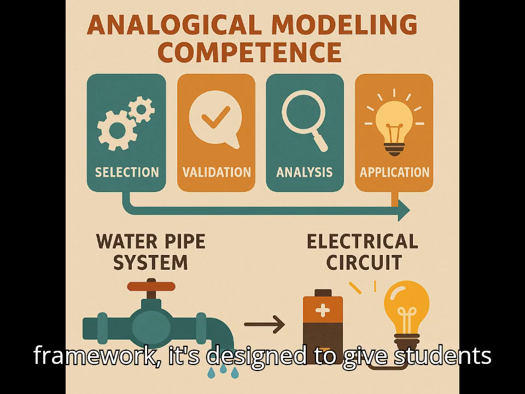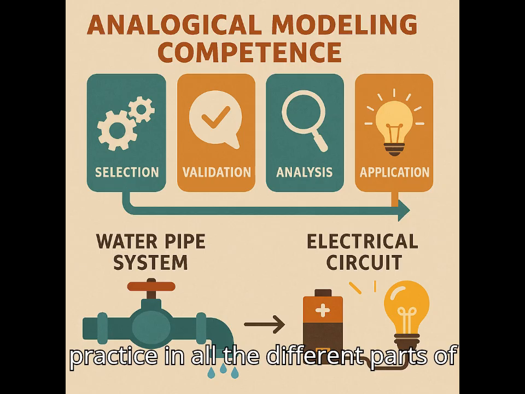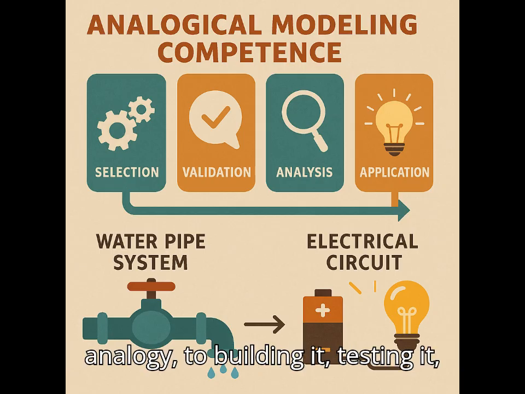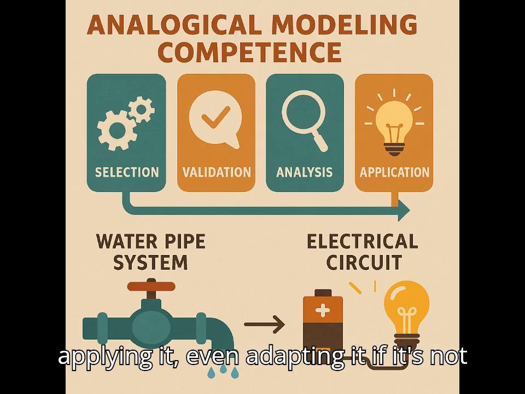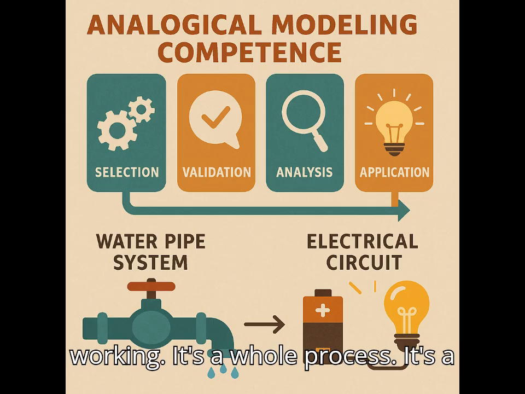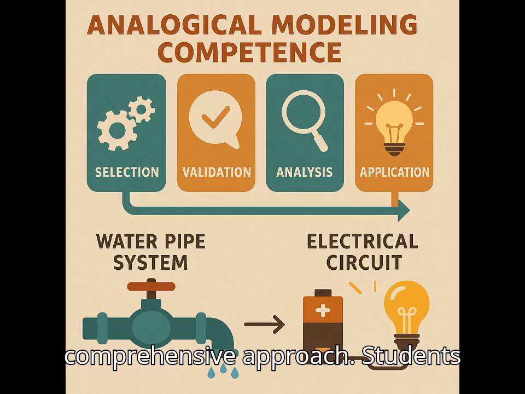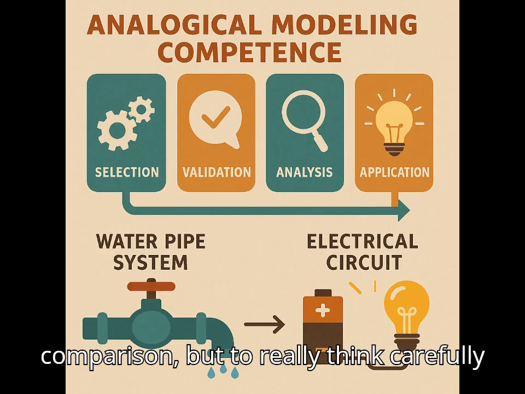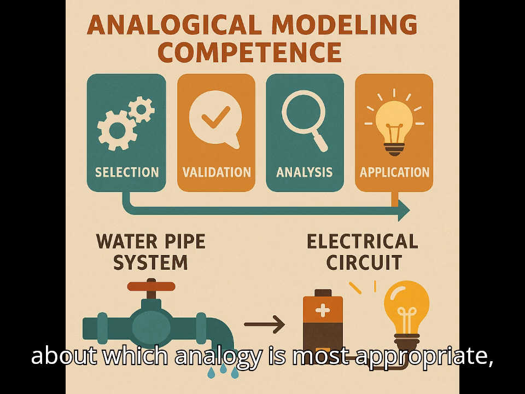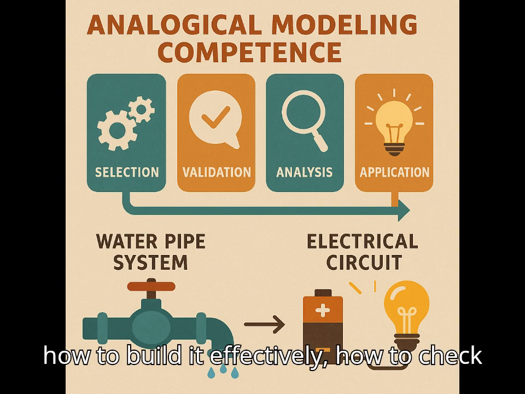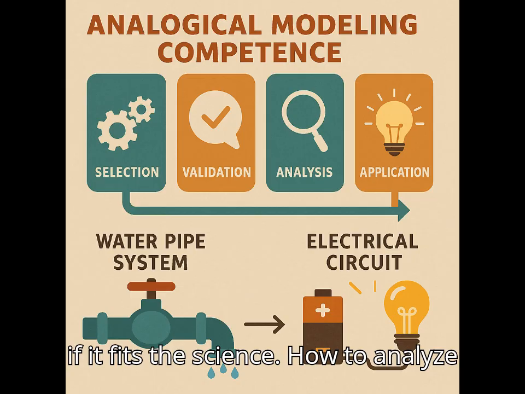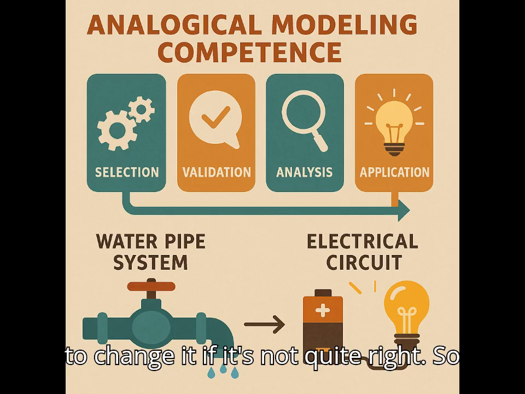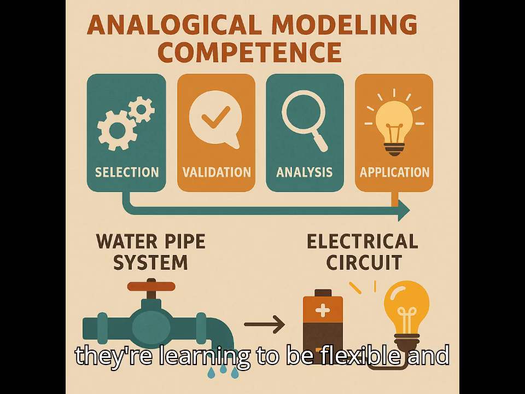And the AMC framework is designed to give students practice in all the different parts of using analogies. From first understanding the science concept, to choosing an analogy, to building it, testing it, applying it, even adapting it if it's not working. It's a whole process. It's a comprehensive approach. Students learn to not just come up with any old comparison, but to really think carefully about which analogy is most appropriate, how to build it effectively, how to check if it fits the science, how to analyze its strengths and weaknesses, how to apply it in new situations, and even how to change it if it's not quite right. So they're learning to be flexible and adaptable.